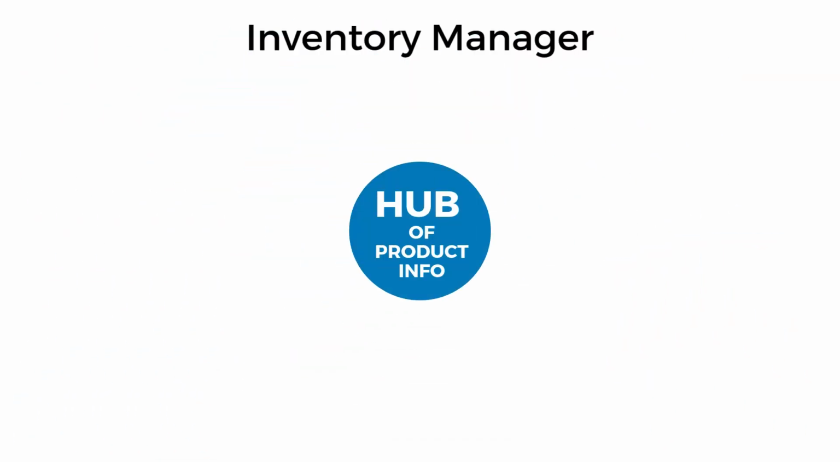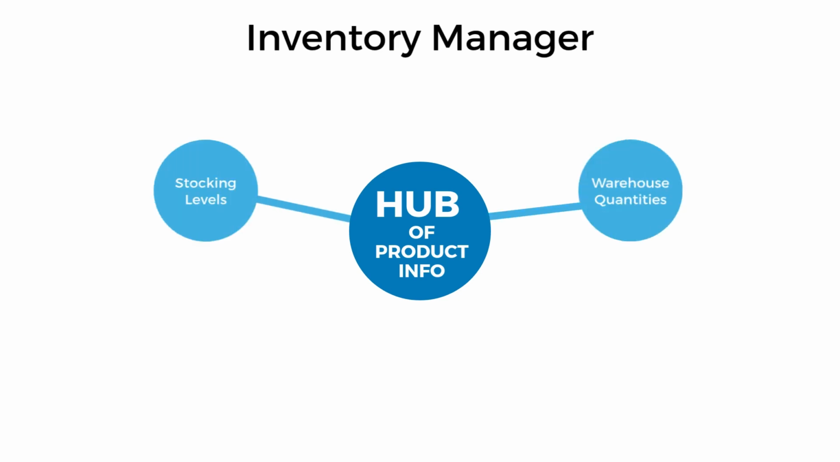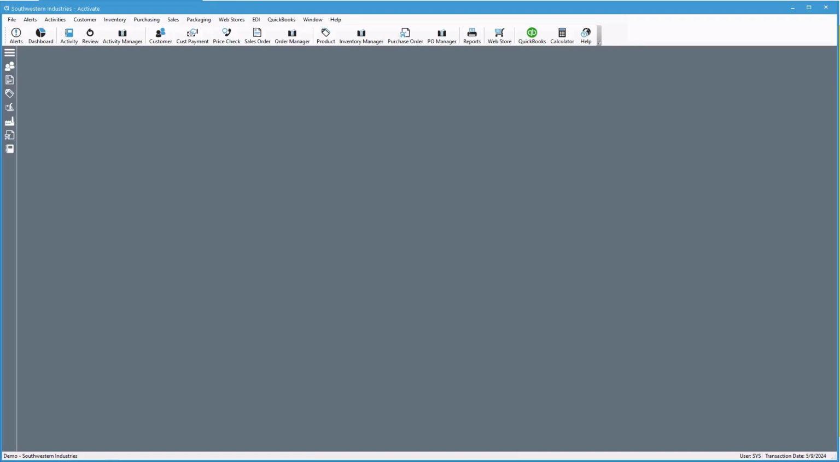The Inventory Manager is a hub of product information, giving you visibility into warehouse quantities, stocking levels, and more. Let's take a look at how we can use the Inventory Manager to view suggested build quantities and create assembly transactions based on those suggestions. The first thing I want to do is open the Inventory Manager.